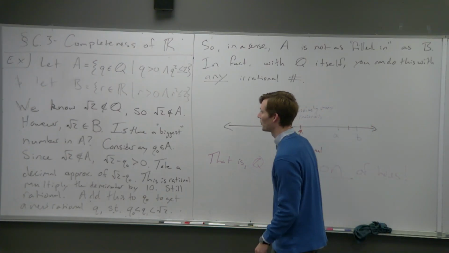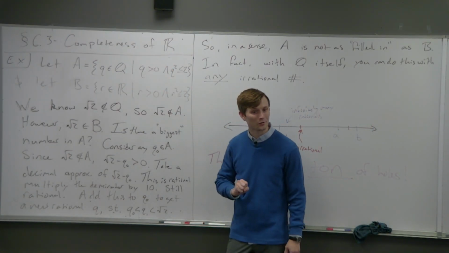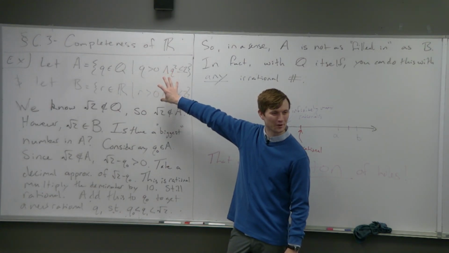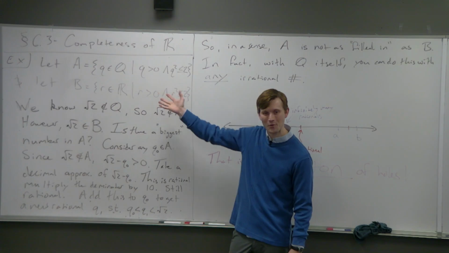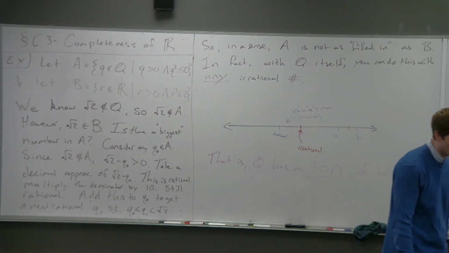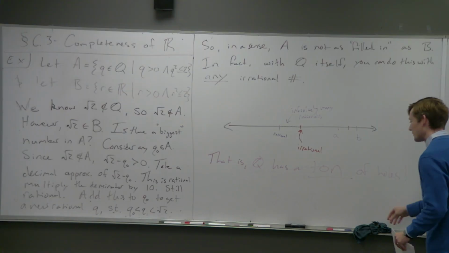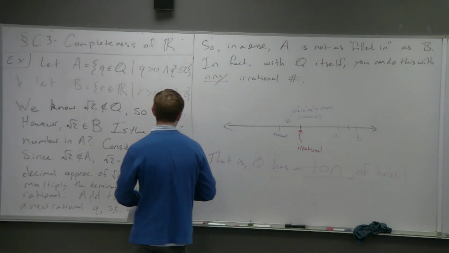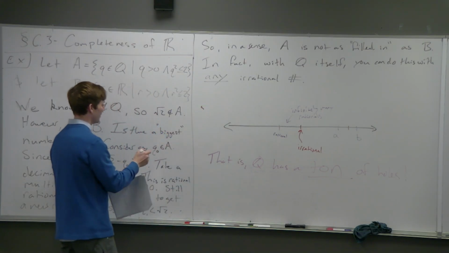Q has a ton of holes. A has just as many holes. B has no holes at all. What the heck is this? Why is this so nice? Well, to talk about this in a meaningful way, we'll have to describe what the heck is going on.